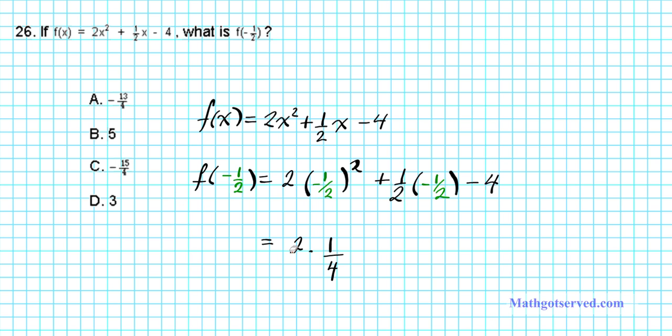Okay, and I can write 2 as 2 over 1. So let me just show you the steps I did. Negative 1/2 times negative 1/2. Minus times minus is plus. 1 times 1 is 1. 2 times 2 is 4.